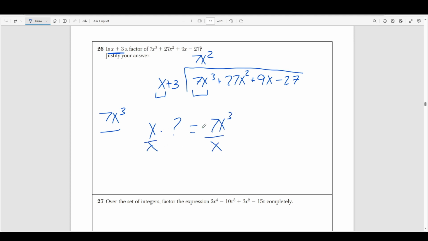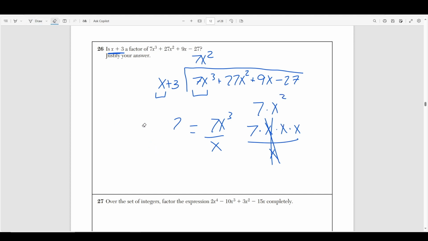And if this confuses you, you can write this out fully. You can write 7x cubed as 7 times x times x times x. If you divide this by x, one of the x's is going to cancel out, and you're going to be left with 7 times x times x, or 7x squared. Okay, so you can always follow that if you get lost or confused.